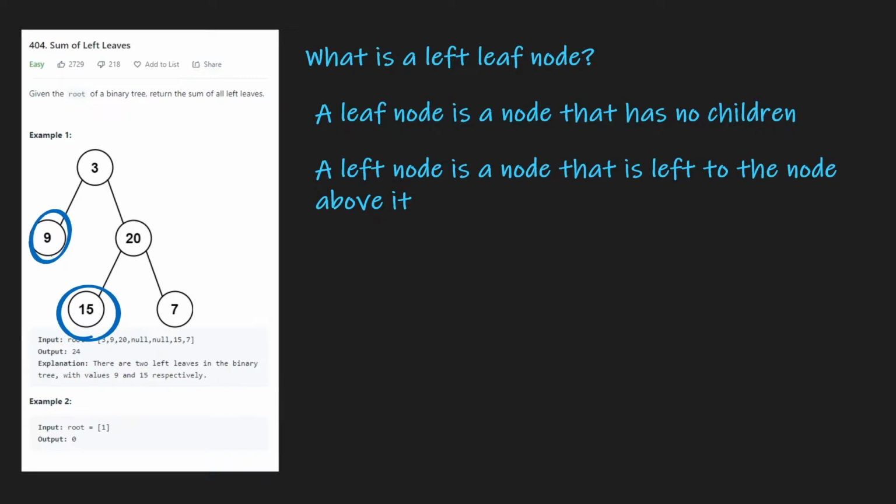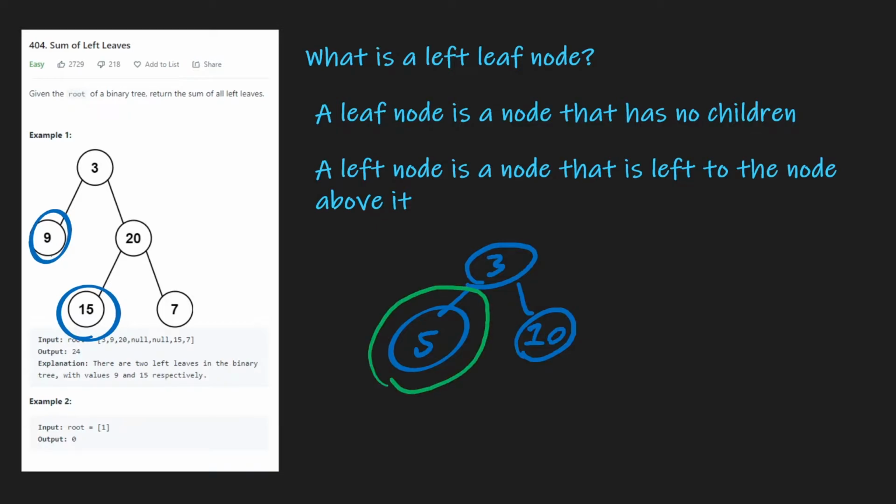So let's take a look at a simple binary search tree to see what a left node actually is. We can make a simple tree here, maybe put the value 3 here. To the left, we can say 5. To the right, we can say 10. And so in this one, we can see that the left leaf node is going to be this 5, but it's important to think about why.